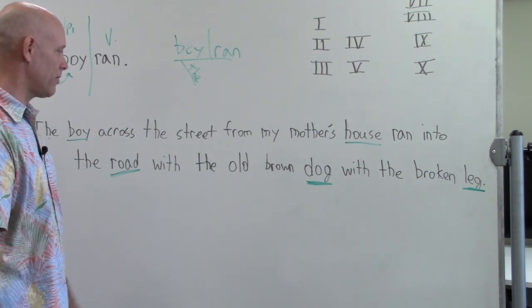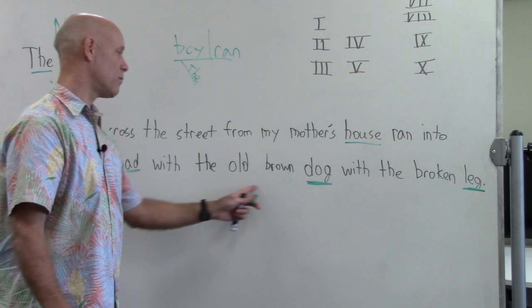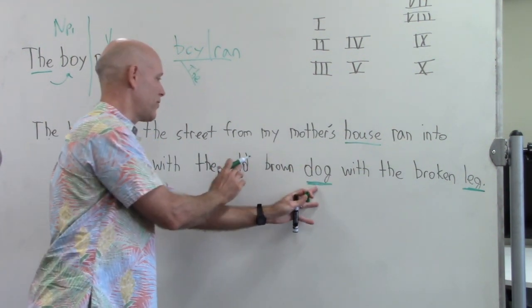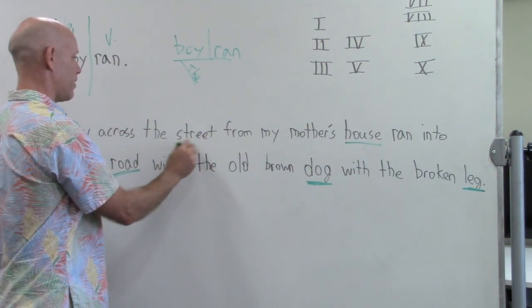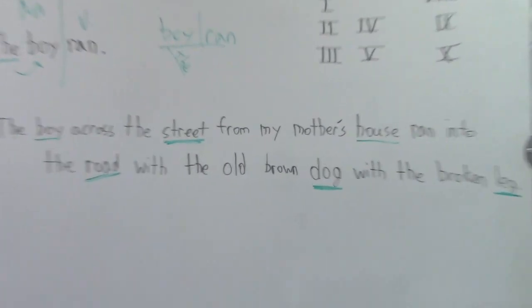What else? Anything else? The brown? No. See, all this stuff messed us up. These adjectives are describing dog, but dog is in fact the head word. That's all right. We found it. The street. And the street is the last one. Now, I think that's all of them.